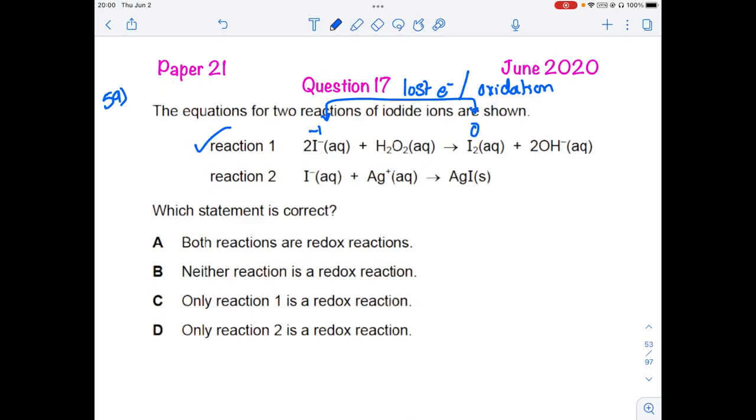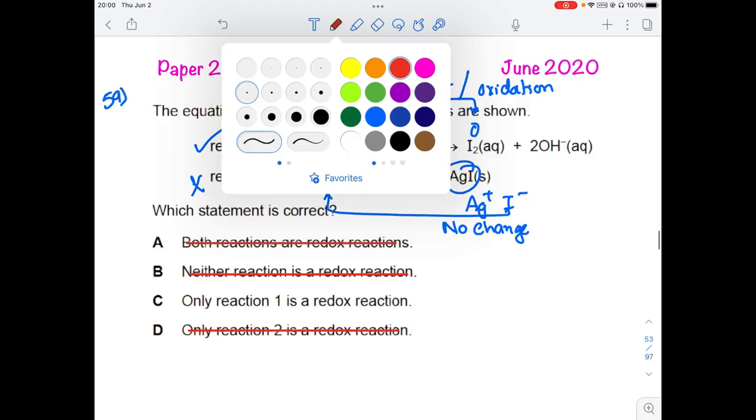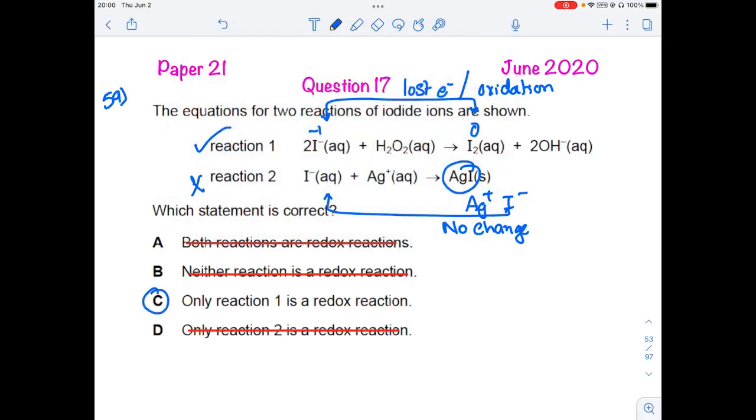Number 2, I minus forms AgI. AgI is nothing but Ag plus and I minus only. I minus remains as I minus, so there is no change. No change means it is not a redox reaction. So reaction 2 is not a redox reaction because there is no change in the oxidation states. So the first option, both reactions are redox reactions, is wrong. Neither reaction is a redox reaction is also wrong because one is a redox reaction. Only 2 is a redox reaction is also wrong. So the option which is correct is Option C. That's going to be the answer.